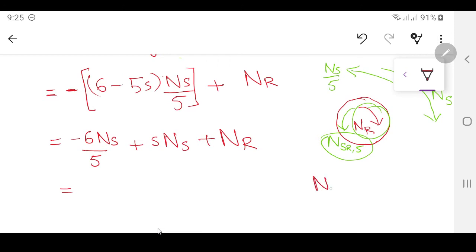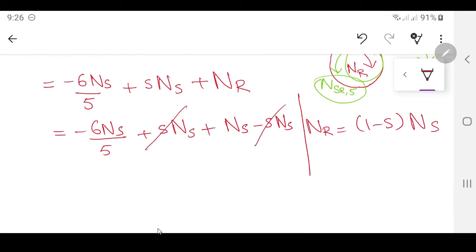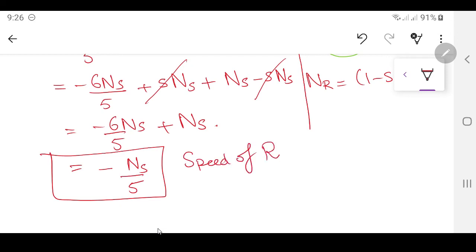We have done this previously just now. What was Nr equal to? This was equal to (1 minus s) into Ns. So I will just put this in this equation. So this will become minus 6Ns divided by 5 plus sNs, and instead of Nr, I will just put (1 minus s) Ns. So this will become Ns minus sNs. So now this sNs and this sNs cancelled. So what I have now is minus 6Ns by 5 plus Ns. And if I simplify this, this is equal to minus Ns by 5. So what is this? This is the speed of rotor fifth harmonic MMF with respect to stator.